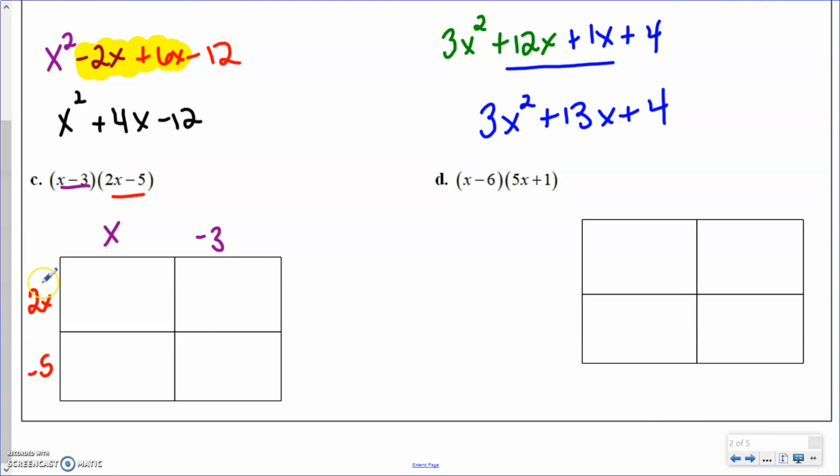I'm going to go ahead and multiply to fill these in. So 2x times x is 2x squared. 2x times negative 3 is negative 6x. Negative 5 times x is negative 5x. And negative 5 times negative 3 is a positive 15.